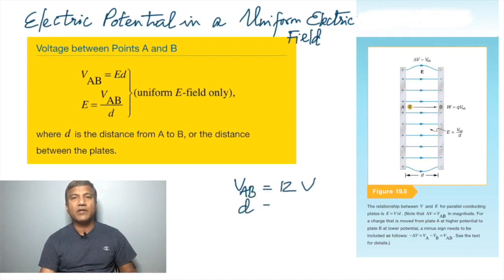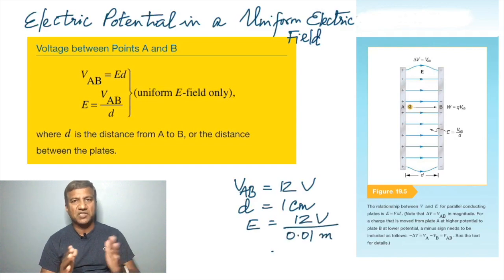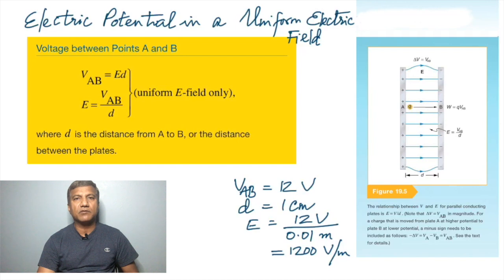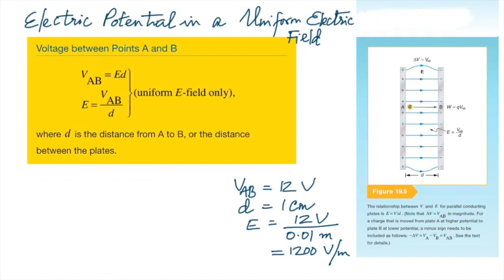Now here is a simple example. If we have a voltage of 12 volt between two plates separated by 1 centimeter, changing the centimeter into meter, we have 1/100th of a meter, which is 0.01 meter. And so we get 1200 volt per meter as the electric field strength between the plates. So that's the relation between electric potential and electric field.